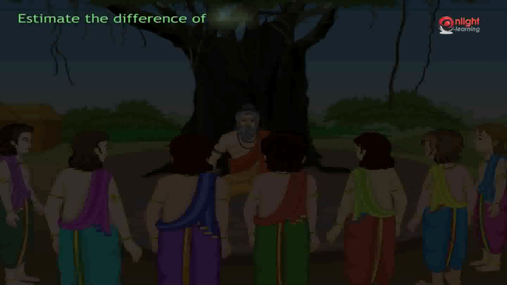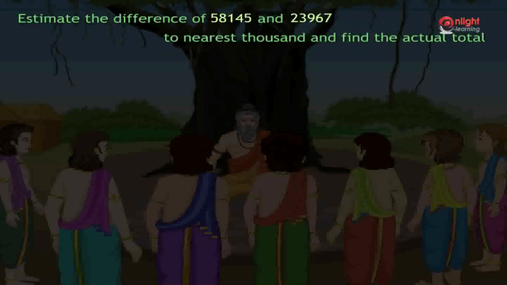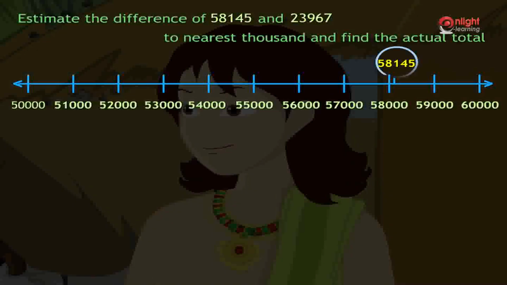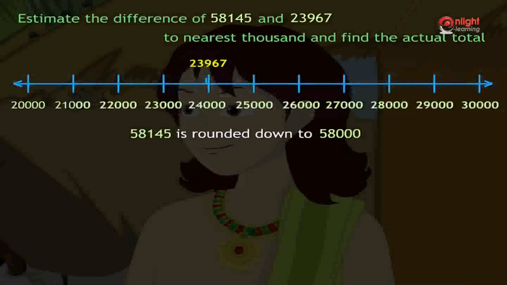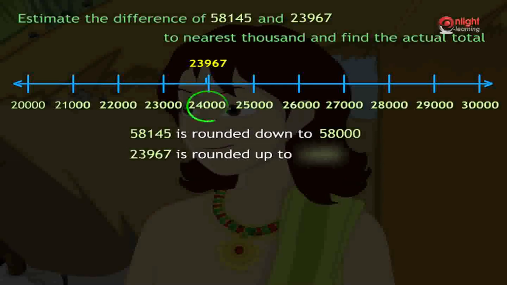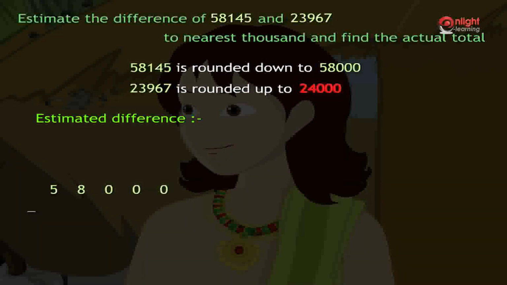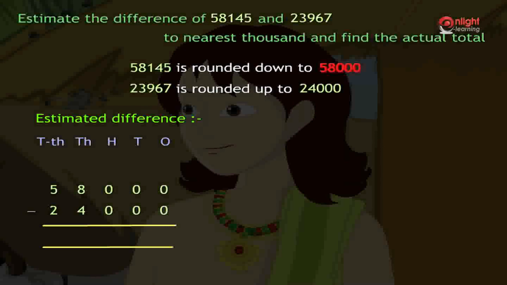Estimate the difference of 58,145 and 23,967 to nearest thousand and find the actual difference. 58,145 is closer to 58,000 and so it is rounded to 58,000. 23,967 is closer to 24,000, so it is rounded up to 24,000. To find the estimated difference, subtract 24,000 from 58,000.